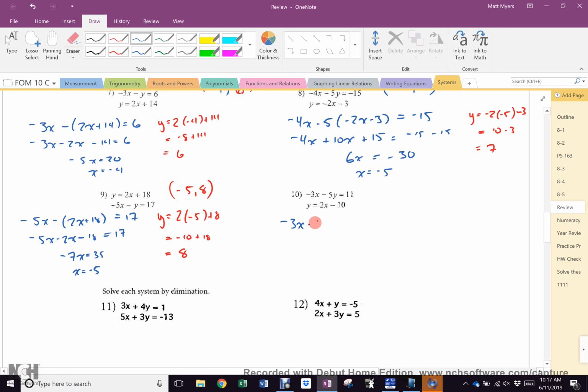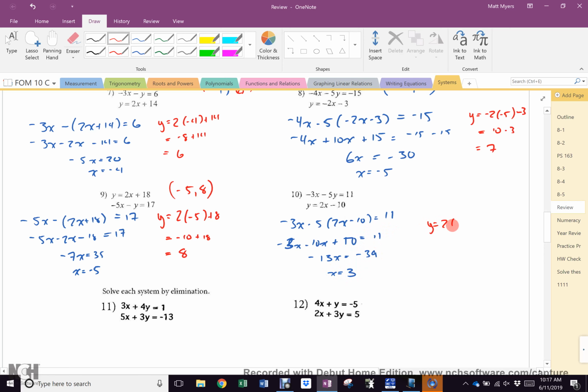Negative 3x minus 5 times 2x minus 10 equals 11. Negative 3x minus 10x plus 50 equals 11. Negative 13x equals negative 39, because when the 50 comes over it becomes negative. X equals 3.